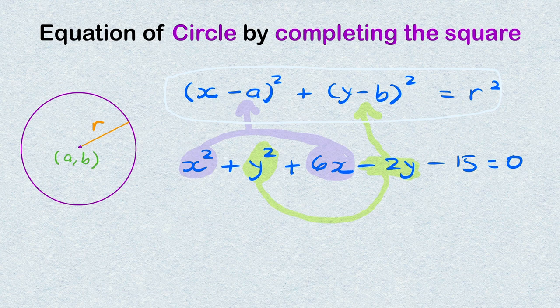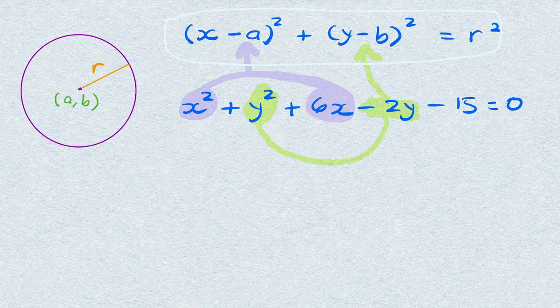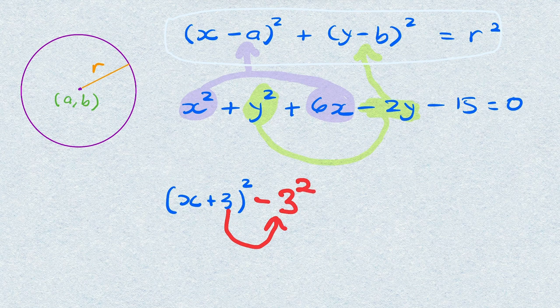So remember, when completing the square, you take the coefficient of x and you divide it by 2. So that will give us (x plus 3) squared. But then you immediately need to subtract that same number squared. So we need to subtract 3 squared.